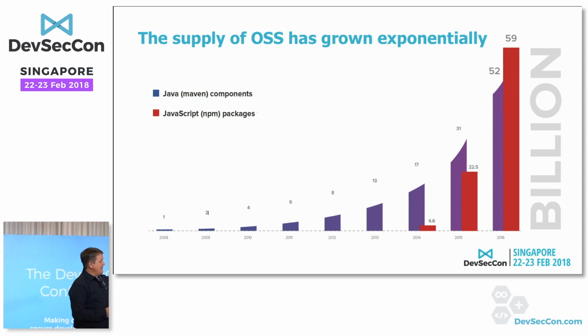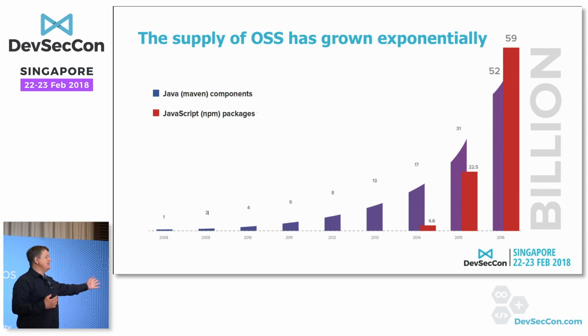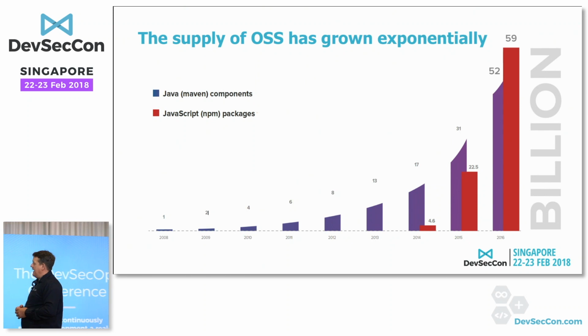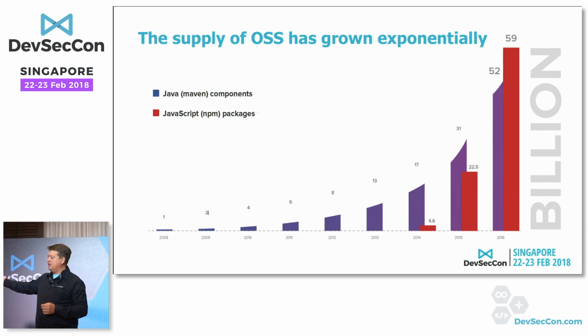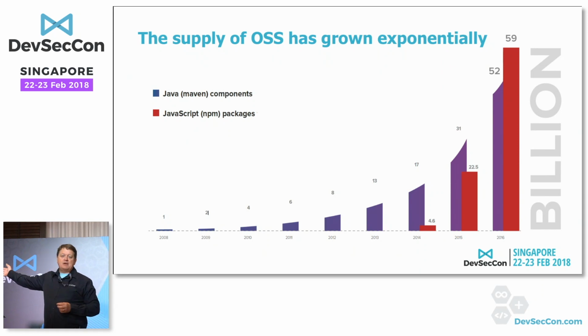The purple one there is Maven, which we run, Java. And then the red one there is NPM, which is JavaScript. And what you can see there is NPM was almost nothing 2 years ago, and now it's actually 59 billion components were downloaded last year, NPM libraries.